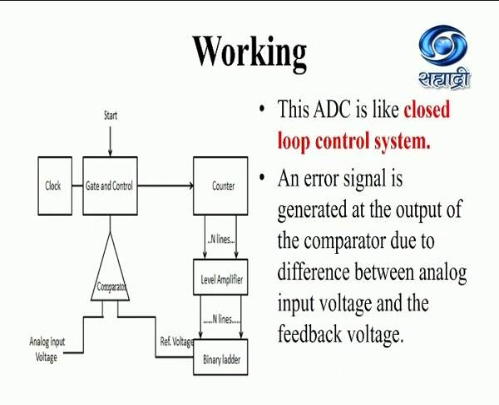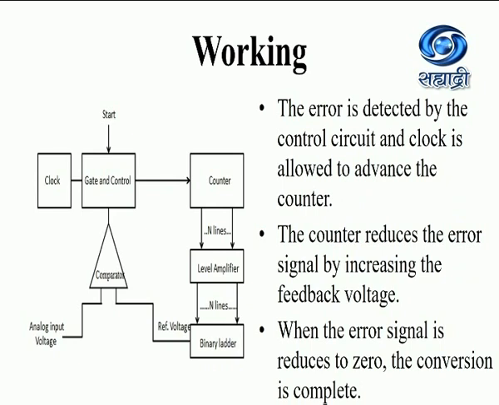So this ADC is like a closed loop system. An error signal is generated at the output of the comparator due to the difference between the analog input voltage and the feedback voltage. The error is detected by the control circuit and the clock is allowed to advance the counter. The counter reduces the error signal by increasing the feedback voltage.